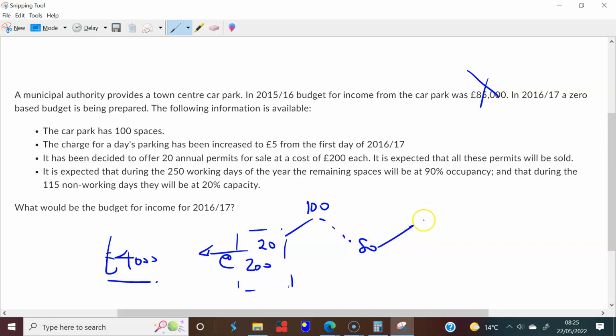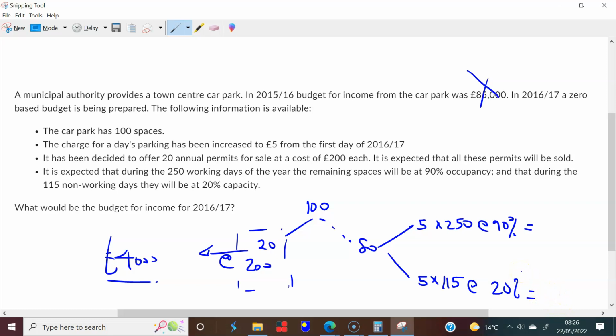So you have two things happening. You're going to sell them at £5, no difference, that's fine. But you will sell them for 250 of your working days, and then you'll have another 115 non-working days, right? So £5 every day, but 250 days at the 90% expected capacity or occupancy. And the other days will be quieter, 20%, right? So that's what we're working with here. In effect, we just need to work these figures out.